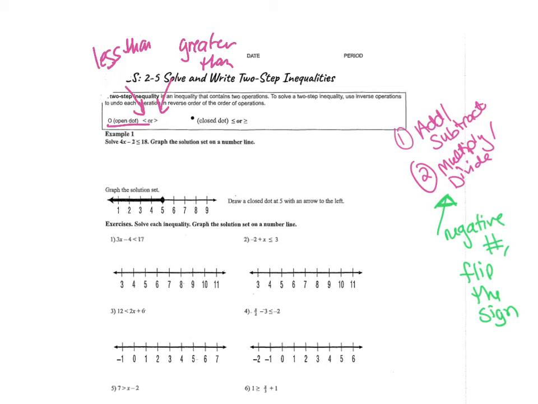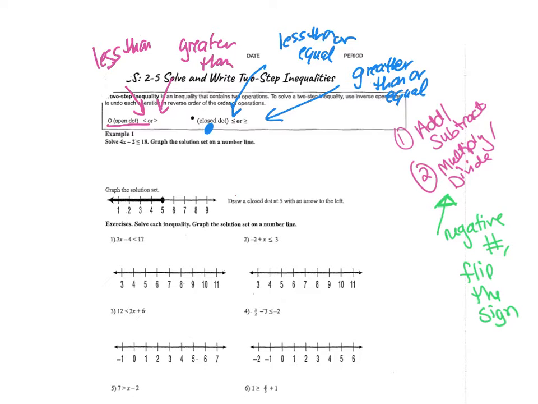Okay. If we have less than or equal to, or we have greater than or equal to, what do you call those ones, the ones that have the line? They're still, to me, alligator mouths. But I'm just saying, if the alligator mouth has a line underneath, it's a closed dot.